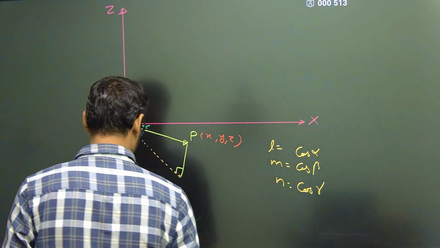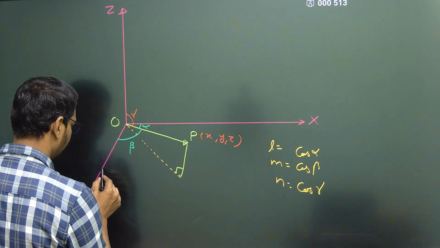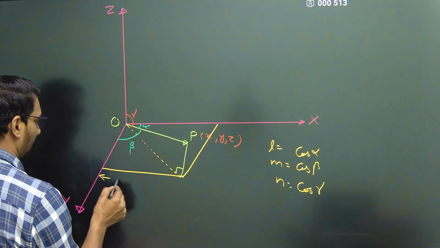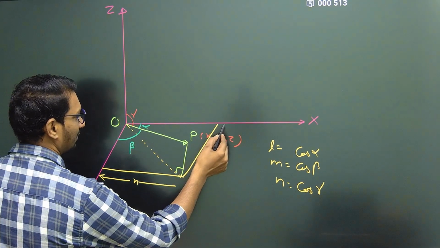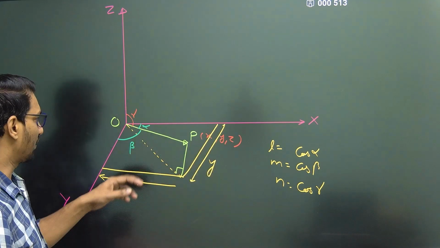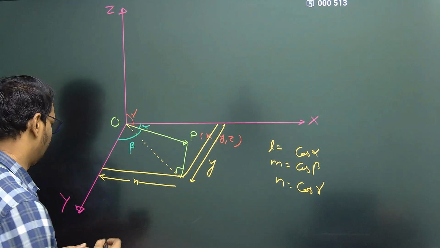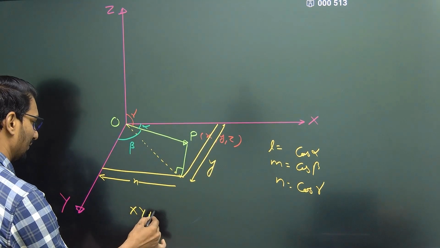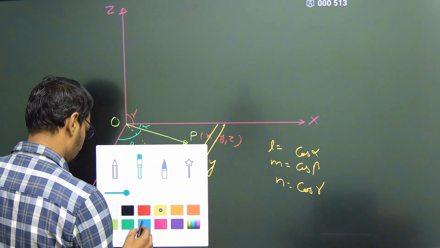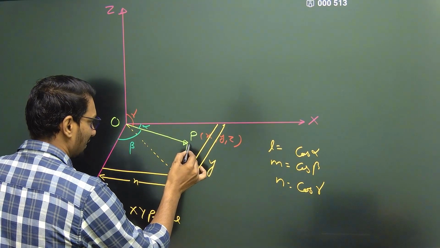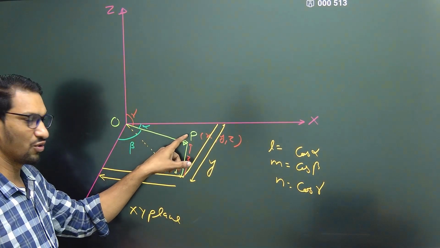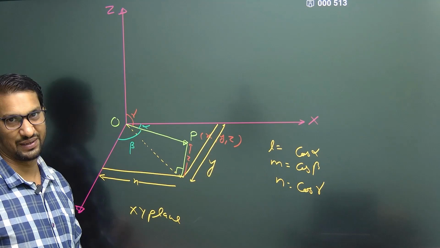For this purpose, if we join like this, then this is x and this is y, because the coordinate of P is x, y, z. This is the x, y plane. Clear? And this height is nothing but z. So the coordinate of P is x, y, z.